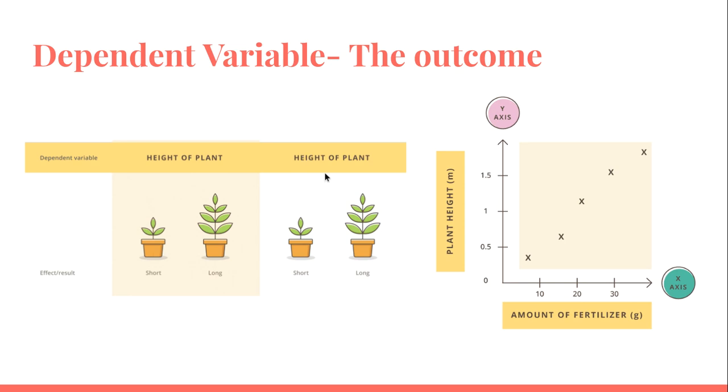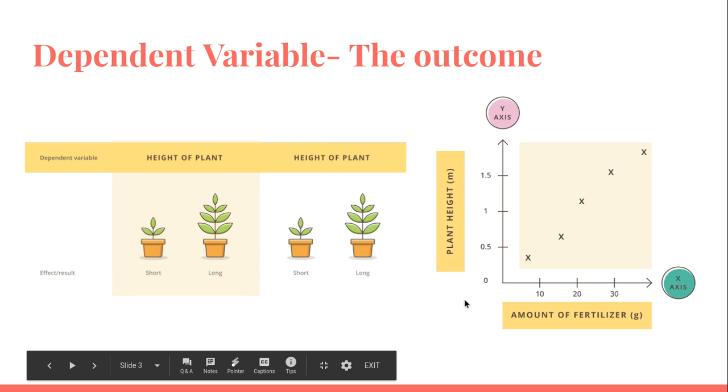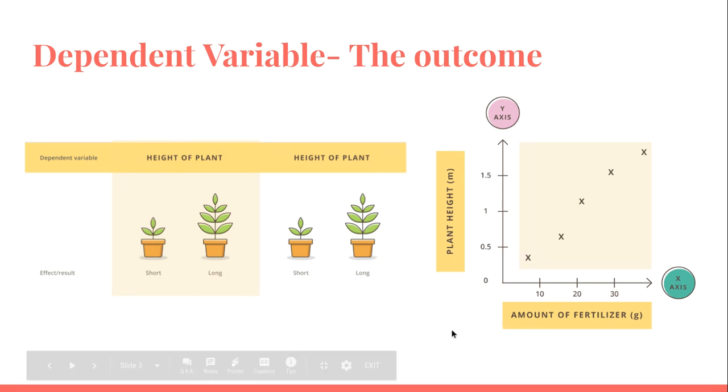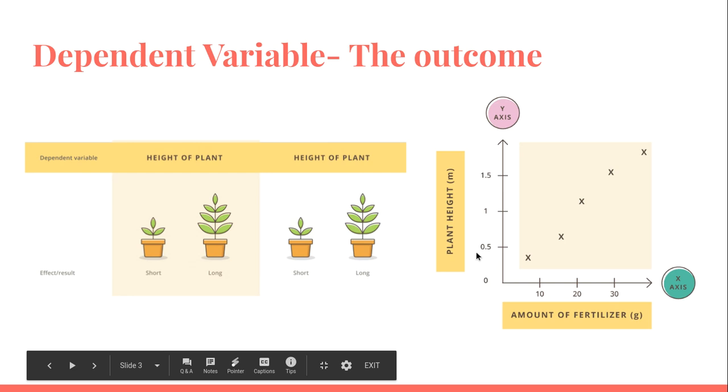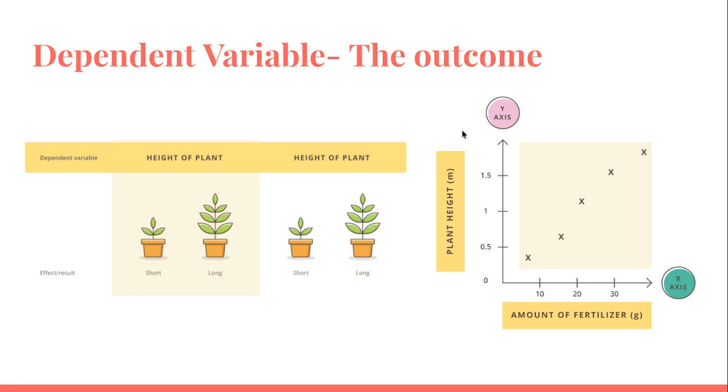The same thing for the fertilizer. If you gave a little bit of fertilizer for the independent variable, the outcome or the result, the dependent variable, is the height of the plant, whether it was short or tall. Whenever you see the result in a graph, the dependent variable is always on the y-axis, on the left side of the graph. This is what you're trying to determine, the outcome of your experiment.